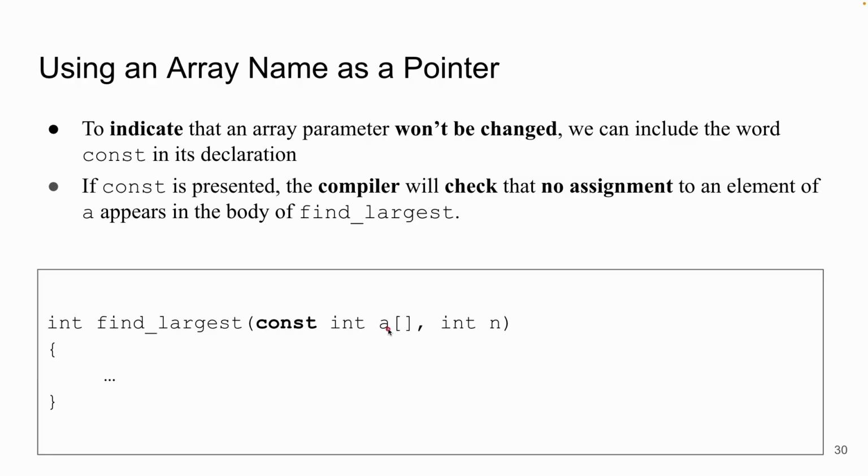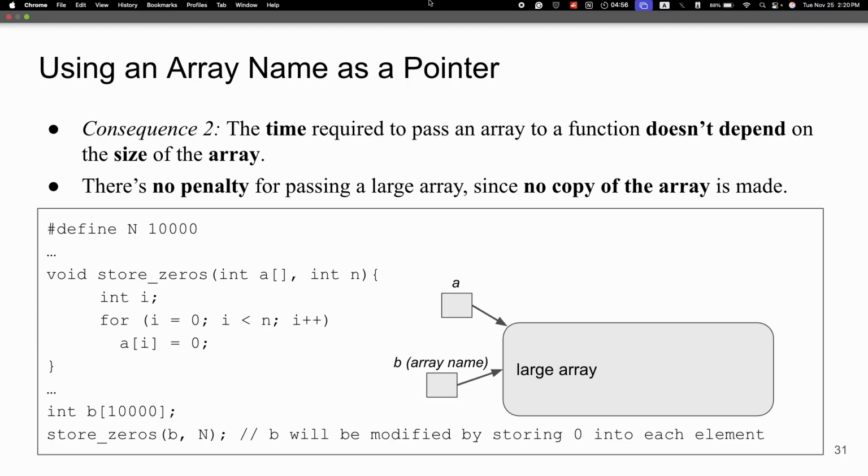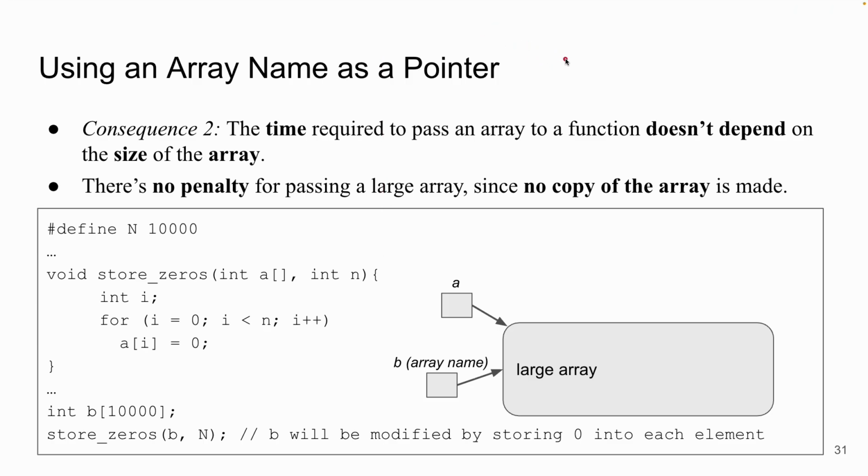Because sometimes when we pass an array to a function, we just want to use the values stored inside the array instead of changing them. If that is the case, the best practice is to add const to the parameter for that array. Okay, so let's go to the second consequence.